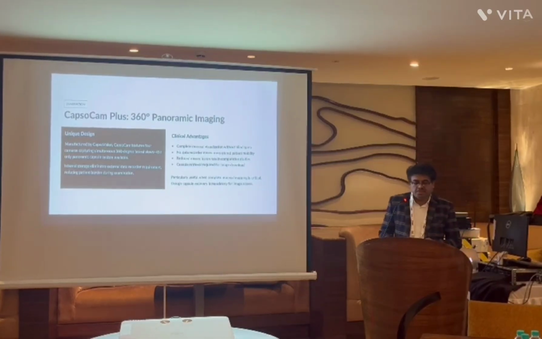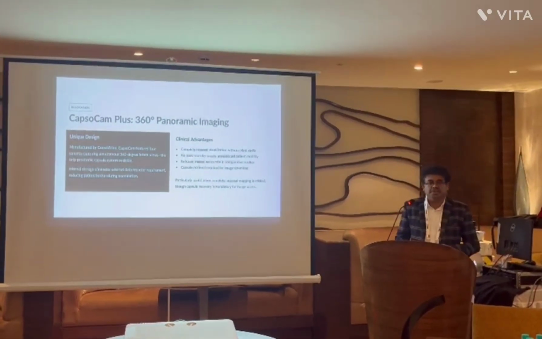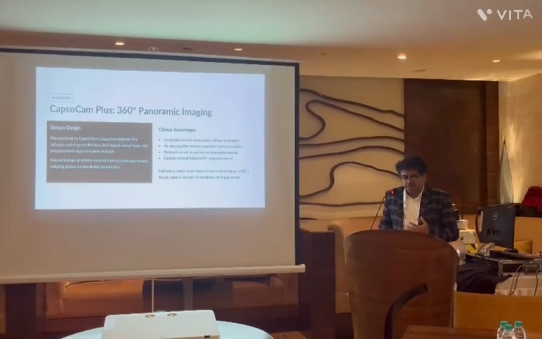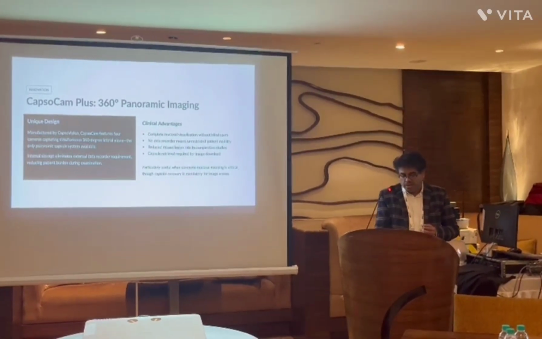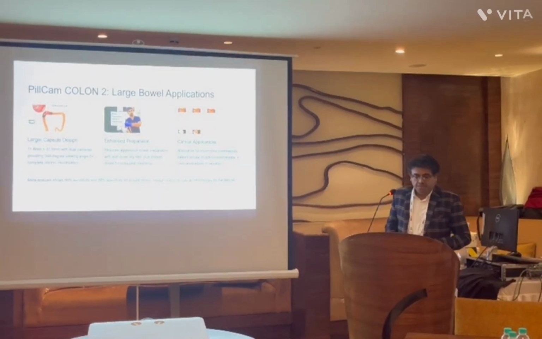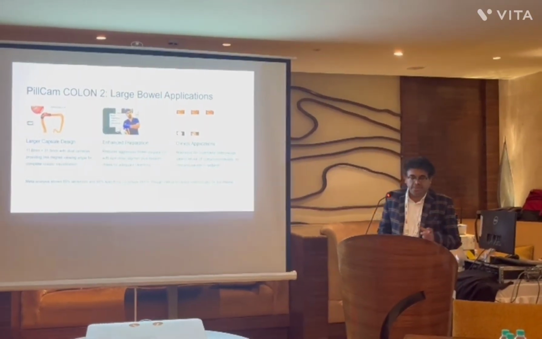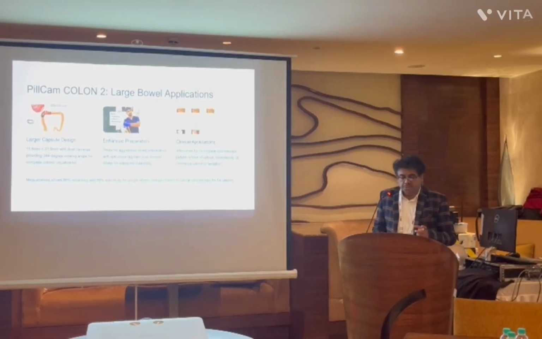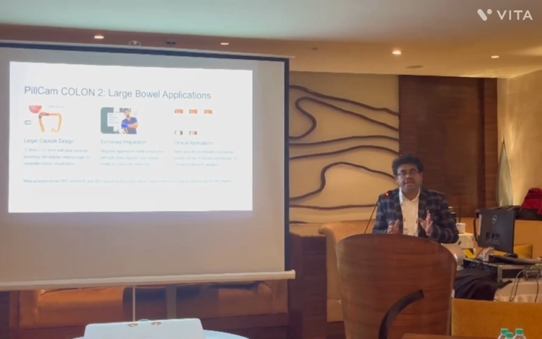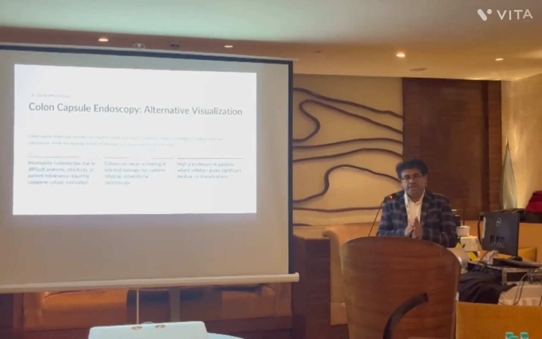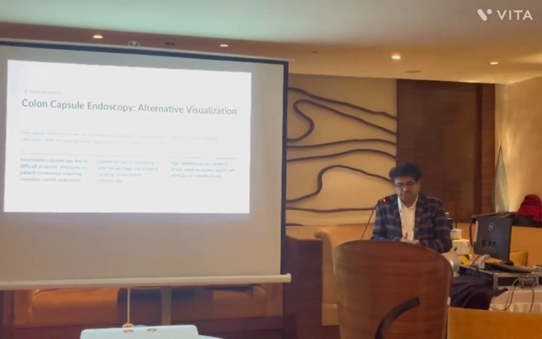Using 4 cameras, it gives complete mucosal visualization in order to detect everything and reduce missed lesions. The PillCam Colon 2 is very important. The diameter is on the higher side, already discussed, 11.6 by 31.5 millimeters. For this we need enhanced, aggressive bowel preparation, and we can use it for complete identification of various stricturing lesions.